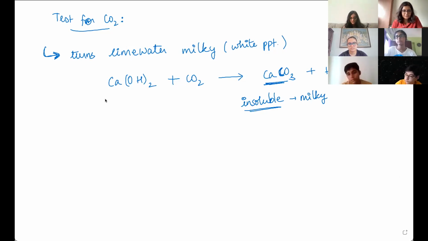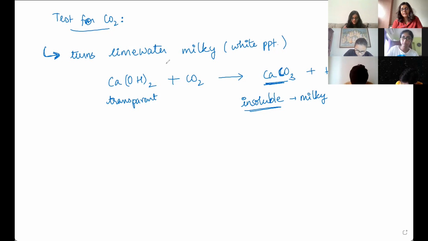If you want, you can mention this is transparent. Calcium hydroxide will dissolve completely, so initially when you take it, it's transparent. After the reaction, the change is that transparent became milky.